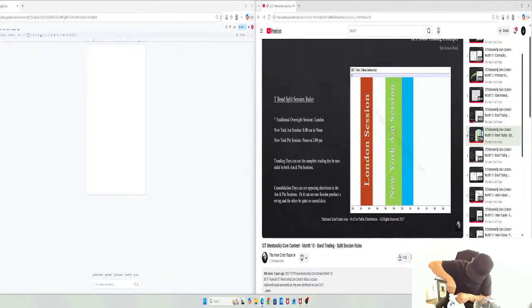The next portion of the daily range for bond trading is the New York PM session. This is seen by delineating 12 noon New York time to 3 p.m. New York time.